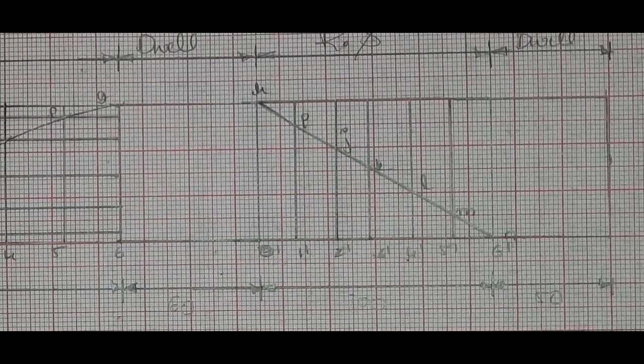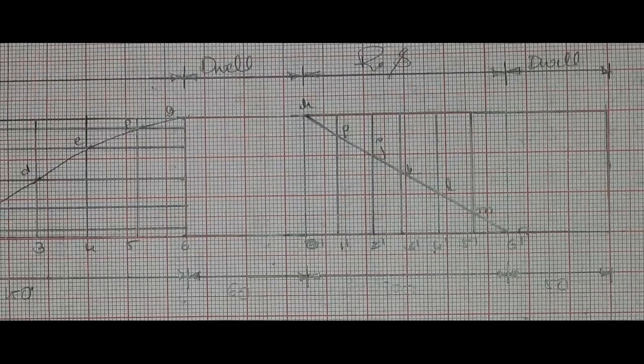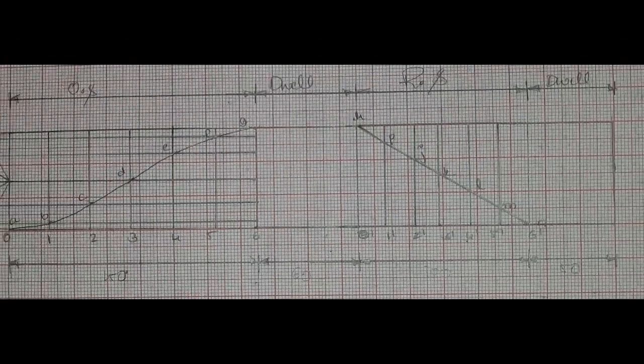After that, which type of motion? Construct the vertical lines. Which type of motion is it? Return stroke. It's a uniform velocity. Uniform velocity for the outstroke means a straight diagonal line from the left bottom corner to the right top corner. But here, for the return stroke, it is from the left top corner to the bottom right corner by using a straight diagonal line. Where the diagonal intersects the vertical lines, we write those points as H, I, J, K, L, M, N. After reaching the sixth one, the remaining is the dwell.